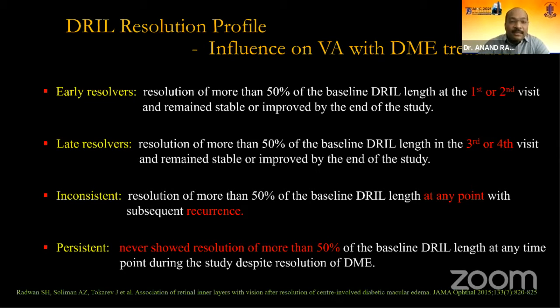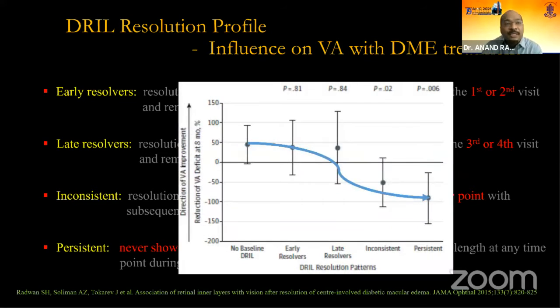Not surprisingly, they found that the best acuity gainers were those with no baseline drill, followed by early resolvers, then late resolvers, then inconsistent, and finally the worst were those with persistent drill. In other words, if you have 100 patients where DME is resolved, those that will have the best acuity will be the ones where drill has resolved the fastest.